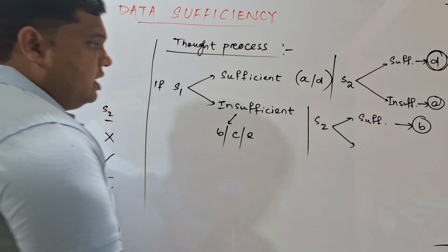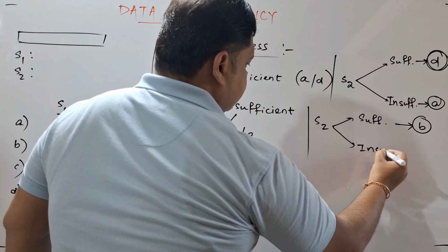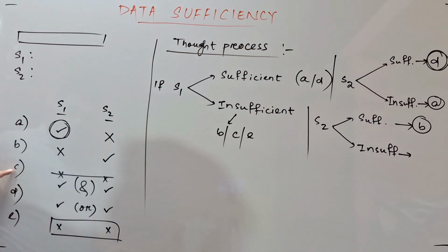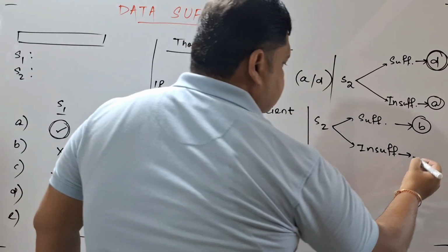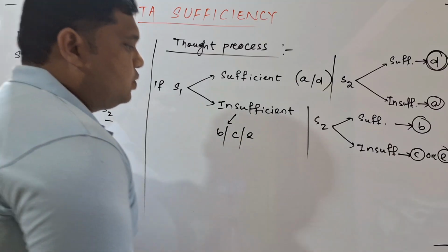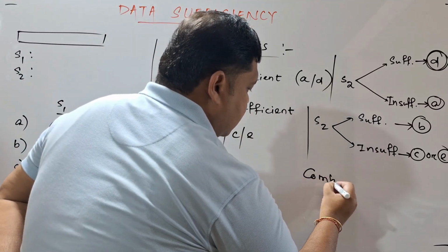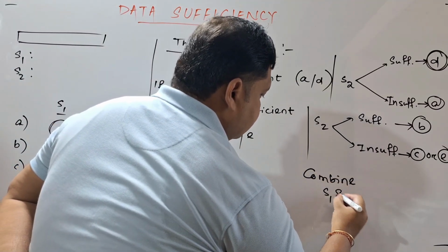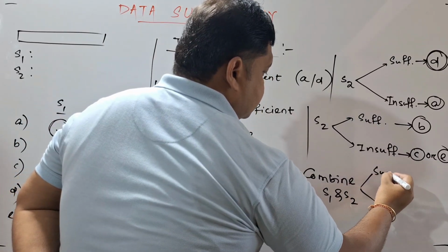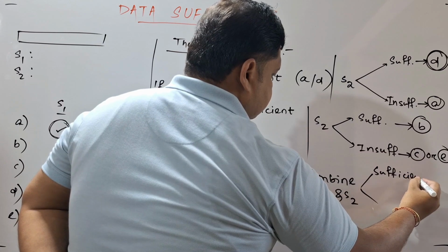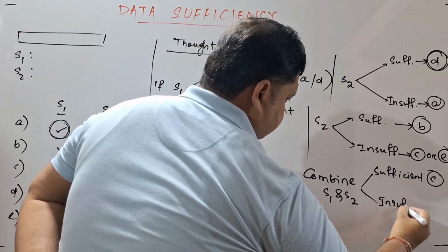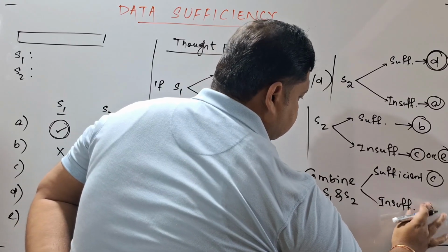Now, if it is not sufficient, not unique, then the answer is either C or E. Clear? So what we have to do now is combine statement 1 and statement 2. After combining, again we have to check the uniqueness. If it is sufficient, my answer is C. If it is insufficient, then my answer is E.